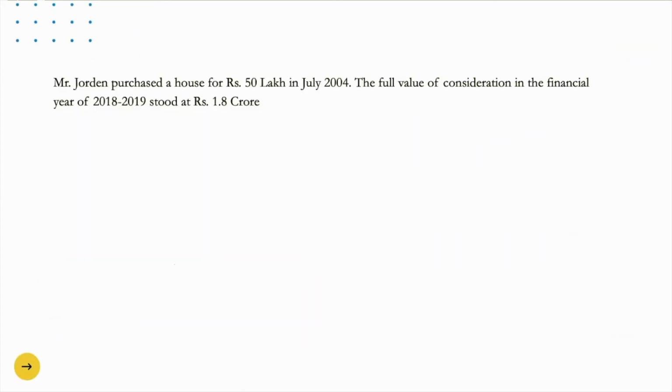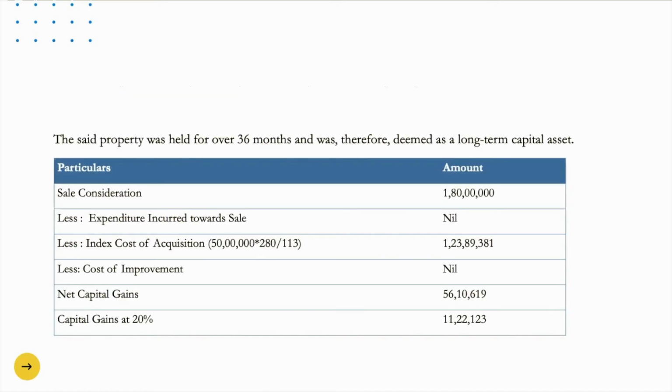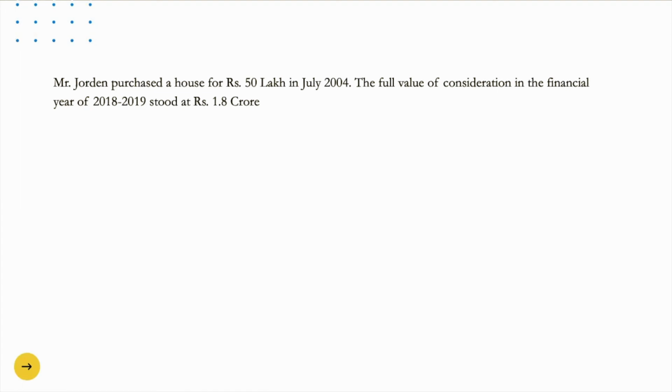Let's take a case study over here. Mr. Jordan purchased a house for 50 lakhs in July 2004. These rates are important. The full value of consideration in the financial year 18-19 stood at 1.8 crore. Now, first, how do we identify whether it's a short-term capital gain or long-term capital gain? You have to see if it's held for more than 36 months, it would be considered a long-term capital gain. So clearly in this case, the asset has been held for more than 36 months. So this is a long-term capital gain, and we will take the help of indexation as well.